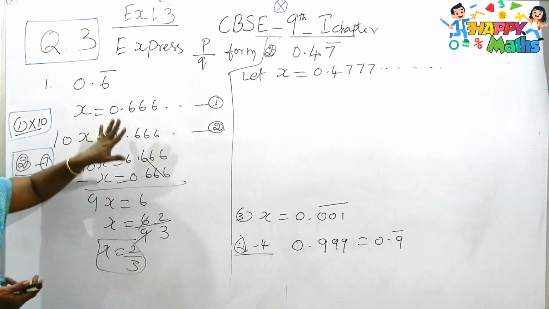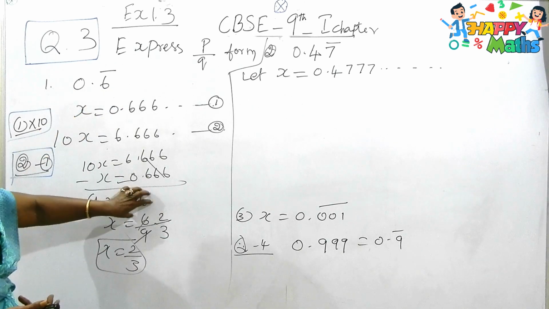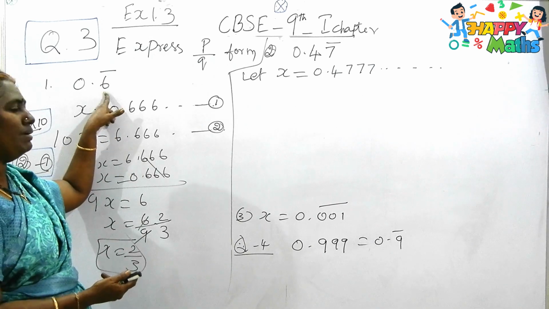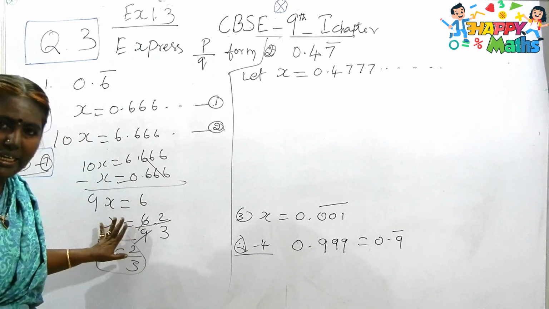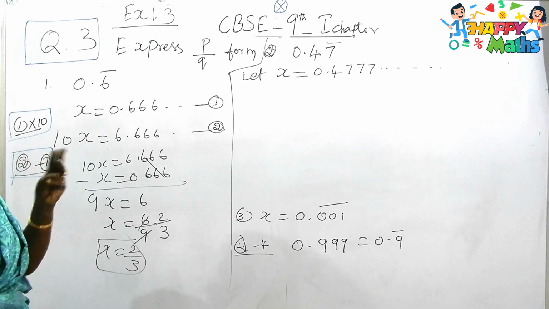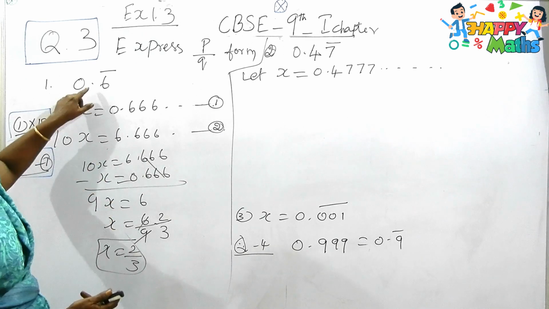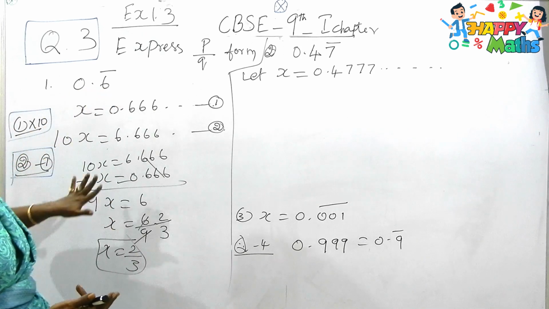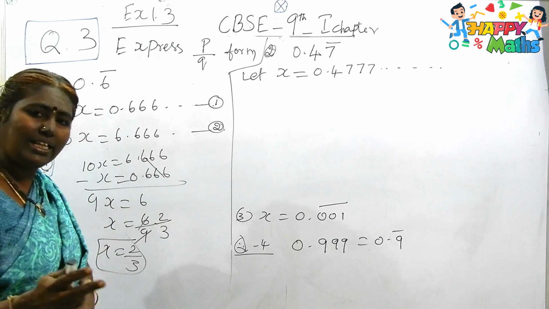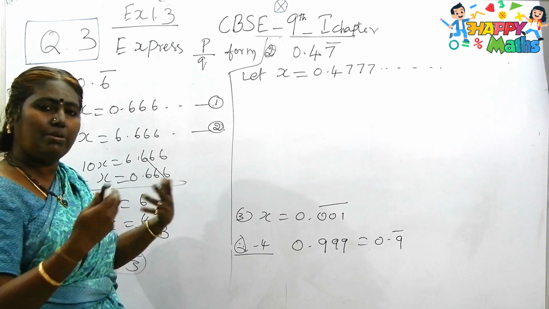I am just bringing this decimal part into the whole number part. For that purpose only. If one number is repeated, we multiply by 10. If two numbers are repeated, we multiply by 100. If three numbers are repeated, we multiply by 1000. So simple. If one number is fully repeated, multiply by 10x and subtract, and I get x equal to 2 by 3. If two numbers together are repeated, let us multiply by 100. So 100x minus x will be very easy.